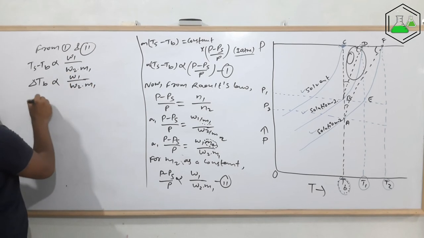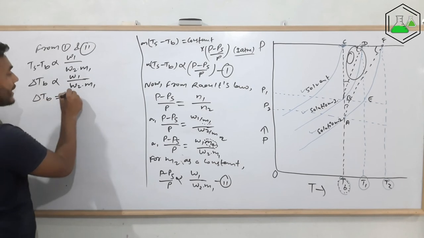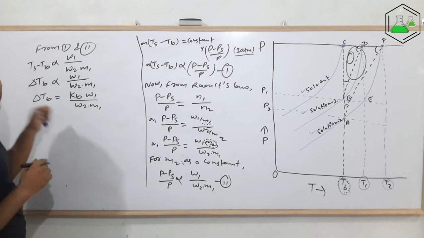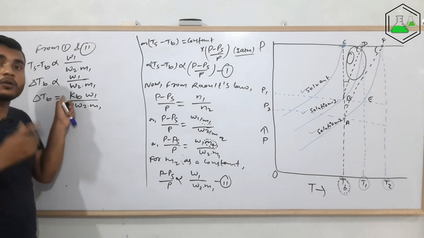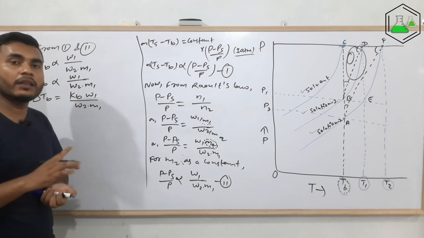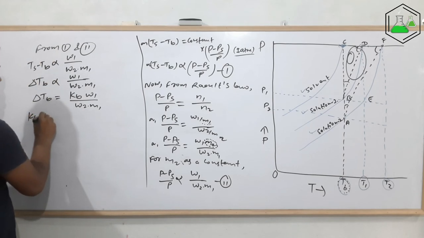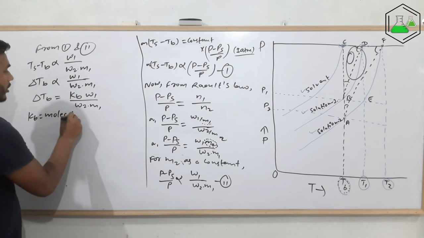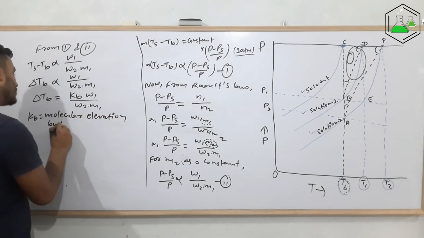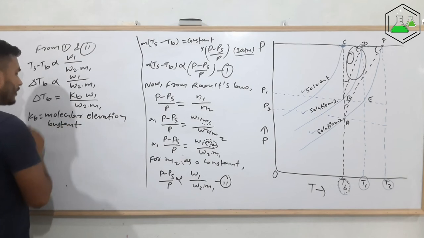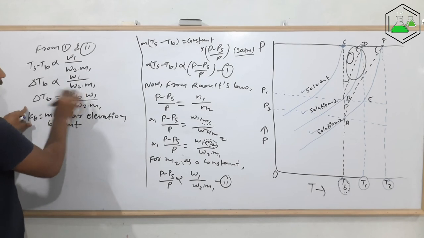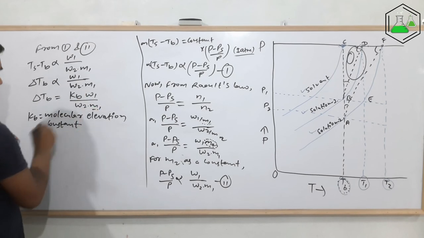Now we can replace this proportionality sign by equal to and put a constant over here, that is KB. KB into W2 by W1 into M2, where this KB is called the elevation constant, or molar elevation constant, or molecular elevation constant. You can say anything, okay? Where KB is the molecular elevation constant, or elevation of boiling point constant, you can say anything to it, okay? So KB is a constant value.